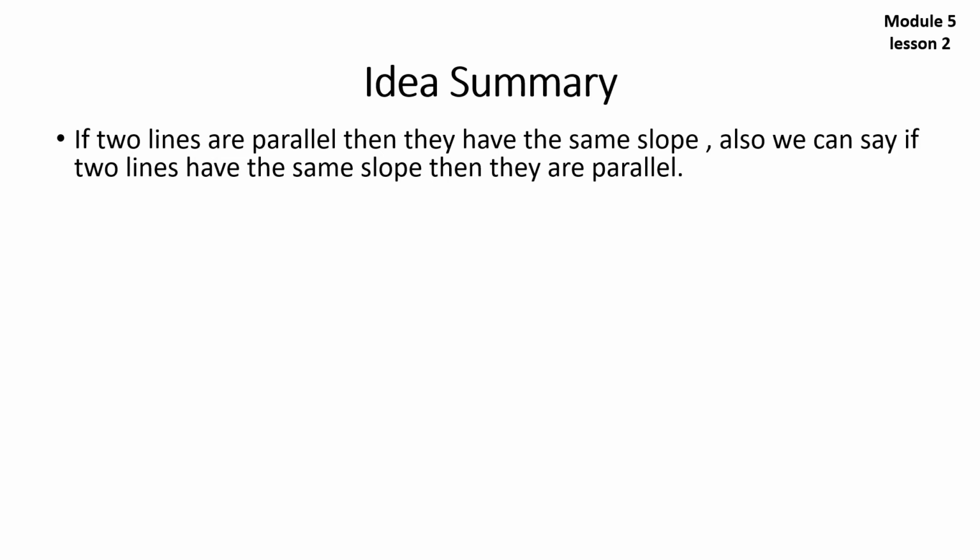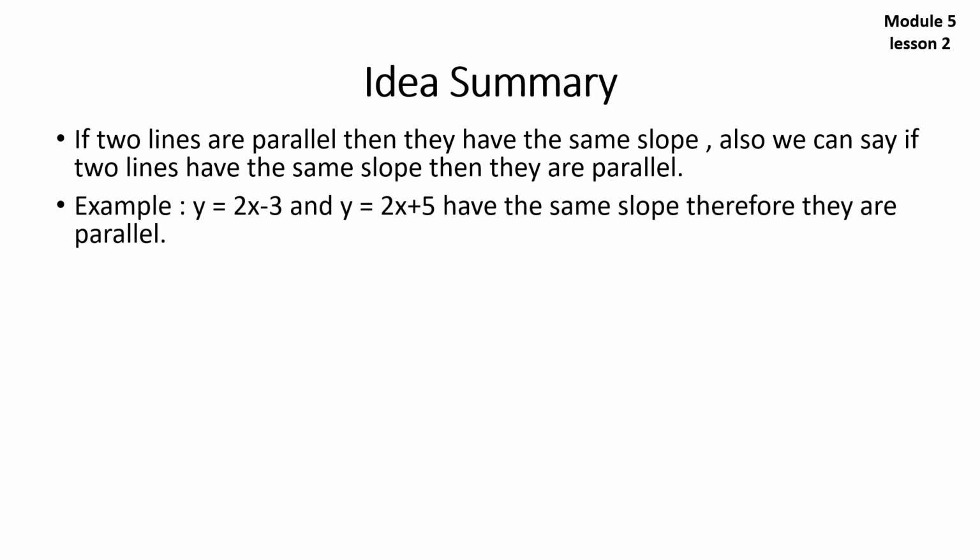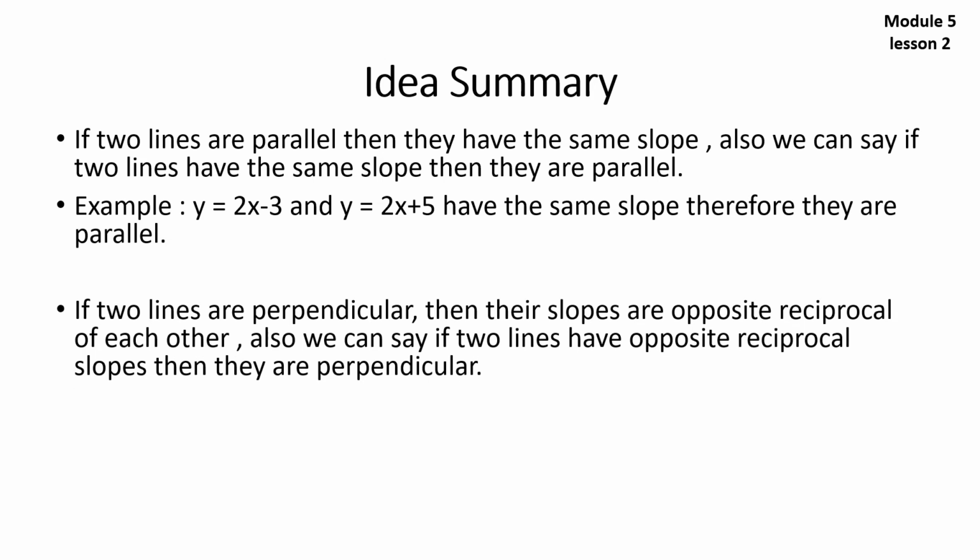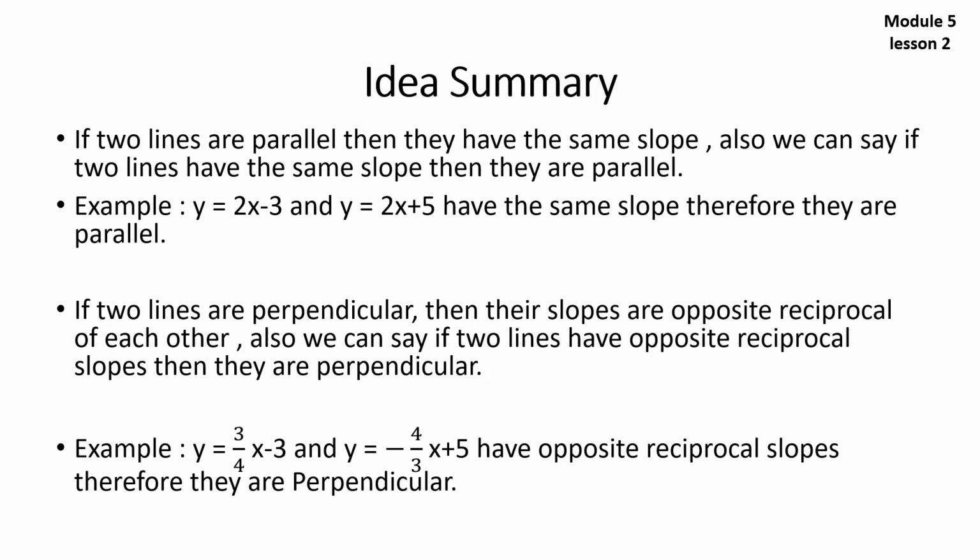If two lines are parallel, they have the same slope, and if they have the same slope, they are parallel. For example, these two lines have the same slope. M is 2 here, so therefore they are parallel. And if they are perpendicular, the product of their slopes is -1, or their slopes are opposite or negative reciprocals of each other. We have done this in great detail in class also.